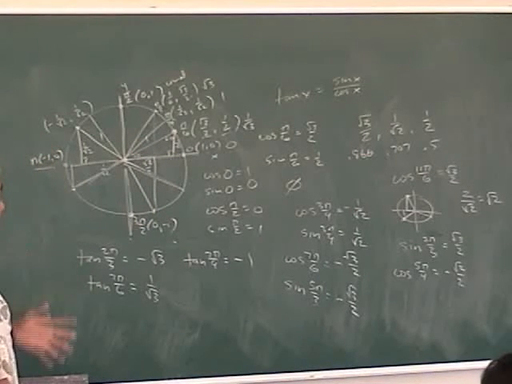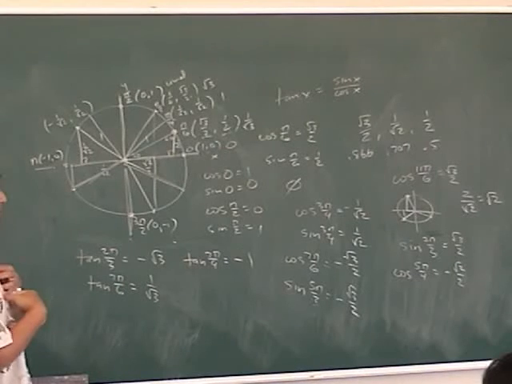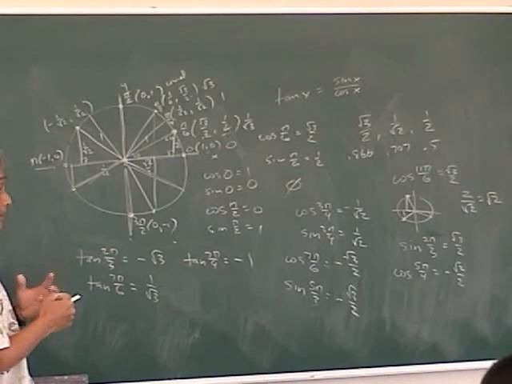So that's how I do my trig values. I just think, the first thing I think, is it positive or negative? And then do I think small, medium, or large?